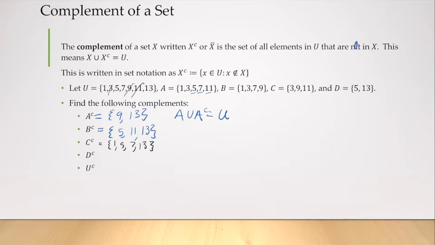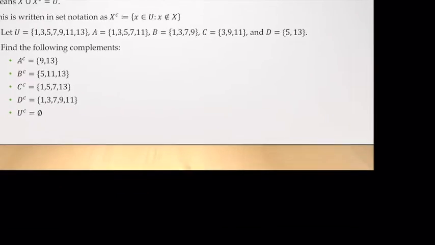Okay. Next I'm going to find D complement. D complement is going to be everything but 5 and 13. Next, U complement. The complement of the universal set, well, because the universal set already contains everything, that's going to be the empty set. Here are the answers.